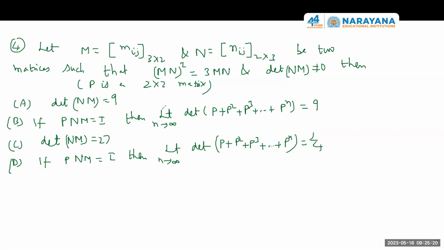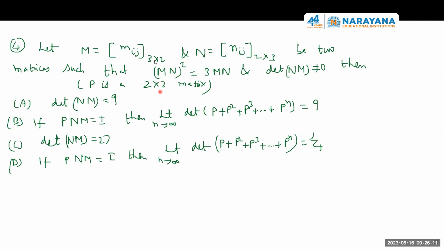I found the det of the first equation, sir. MN square equal to 3MN. So what is the determinant value that you are getting for MN? Det M square equal to 9 det M, sir. Here, M and N are not square matrices. You cannot separate. MN is a 3 by 3 matrix, and NM is 2 by 2. Getting the point? Yes, sir.